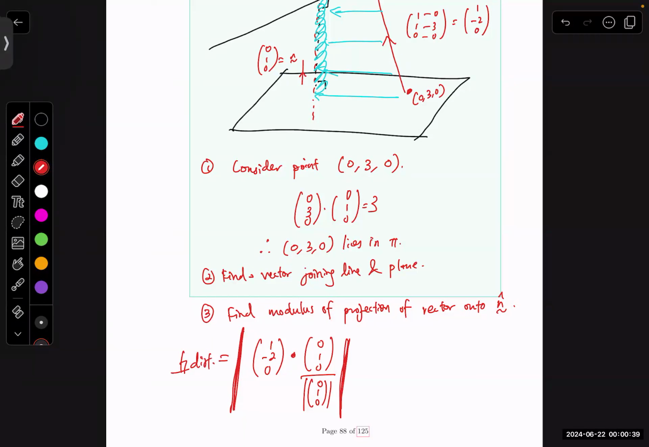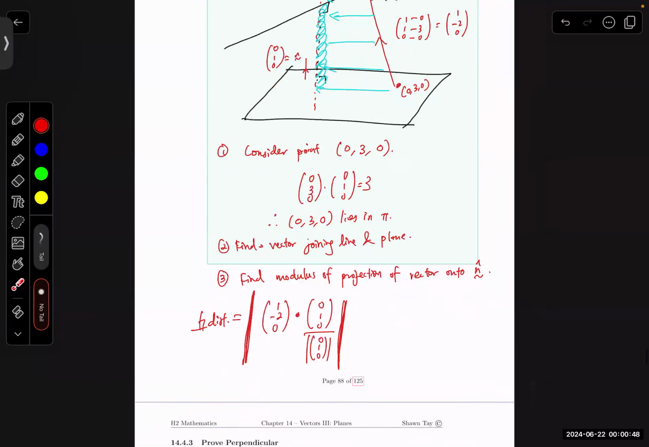If you recall, this is exactly the same thing that we did for a point to a line. Same exact thing.